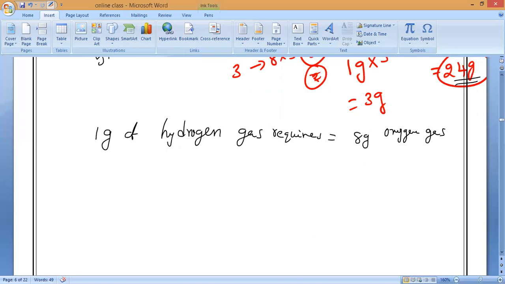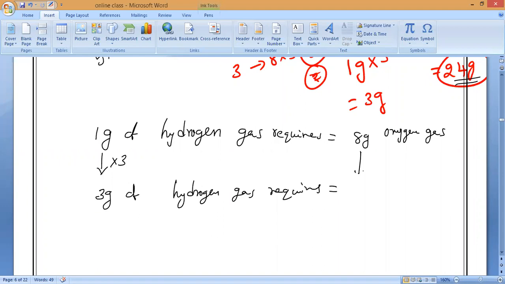Now 1 gram becomes 3 grams, meaning into 3. So 3 grams of hydrogen gas requires, here also into 3. So 8 into 3 grams equals how many grams? 24 grams of oxygen.